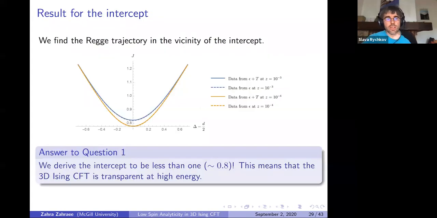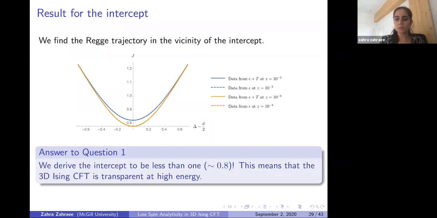Can I ask a question? Yeah. Does this intercept depend on the correlator that you're considering? For example, should you consider epsilon, epsilon, epsilon? Would that be transparent as well? Right. So what I mean by the intercept is the intercept of the leading Regge trajectory in the family, which is the sigma sigma 0 family. This has the lowest twist.